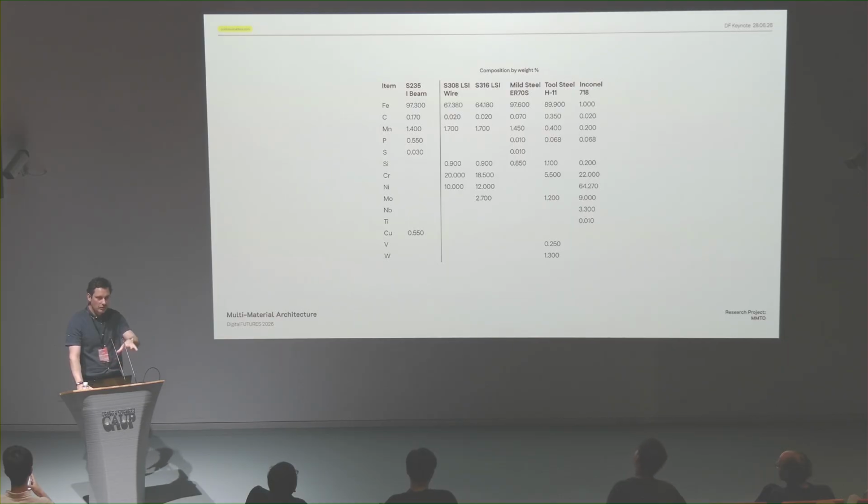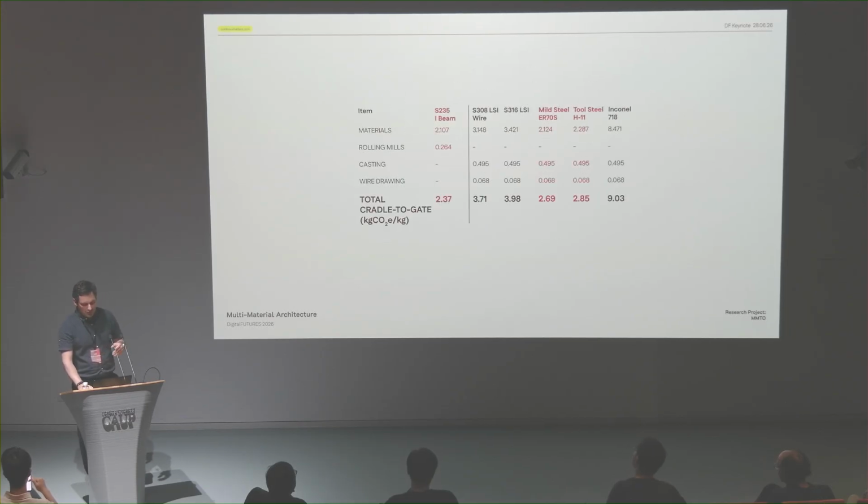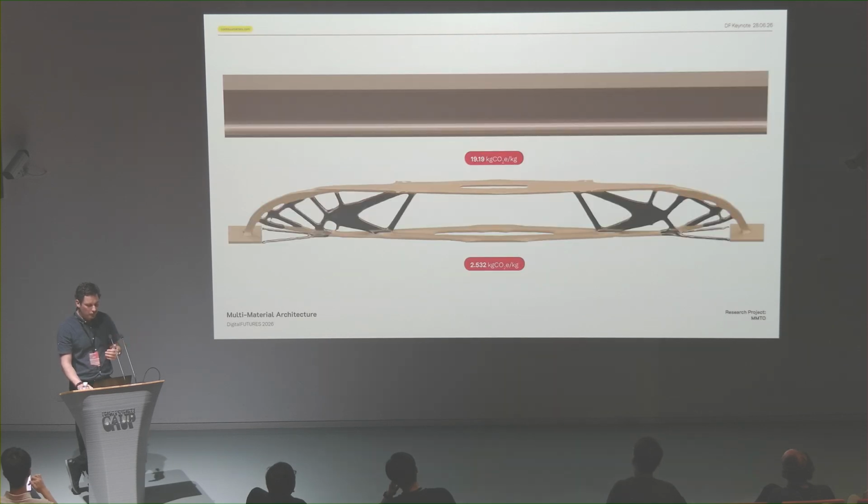There's a lot of research in there, but the long story short is that each one of these types of steel has ingredients within it, like iron, carbon, manganese, chromium, nickel, etc. And each one of these contributes to its embodied carbon. And therefore, in the end, this is what you get when you start to calculate these. Mild steel and tool steel are very similar to standard steel. But of course, because you reduce the mass, you can also minimize the carbon as well.